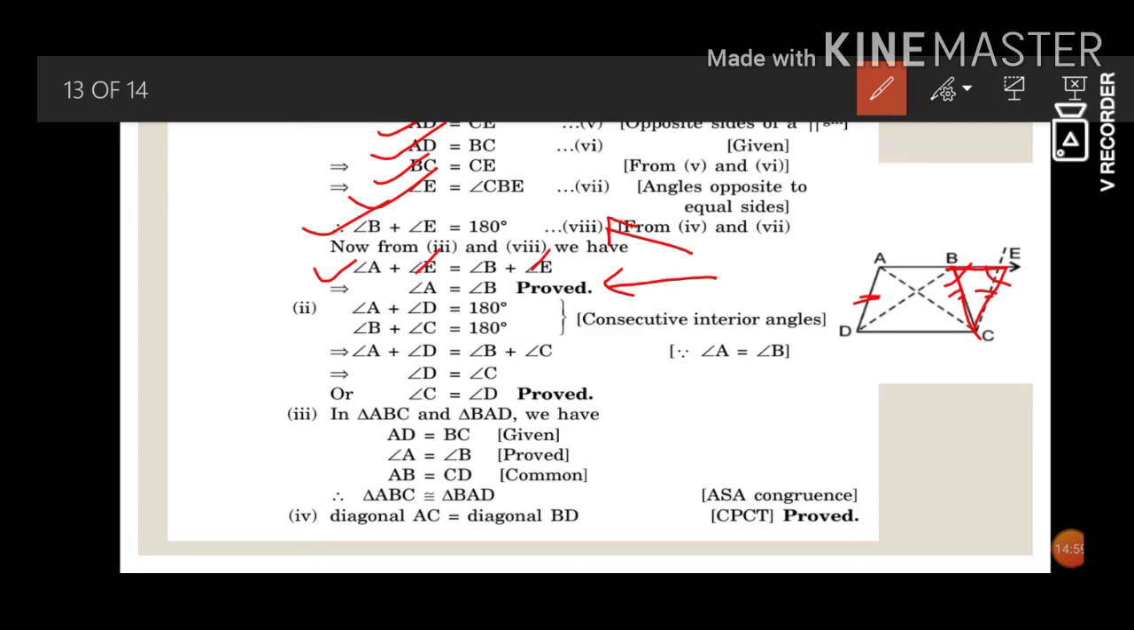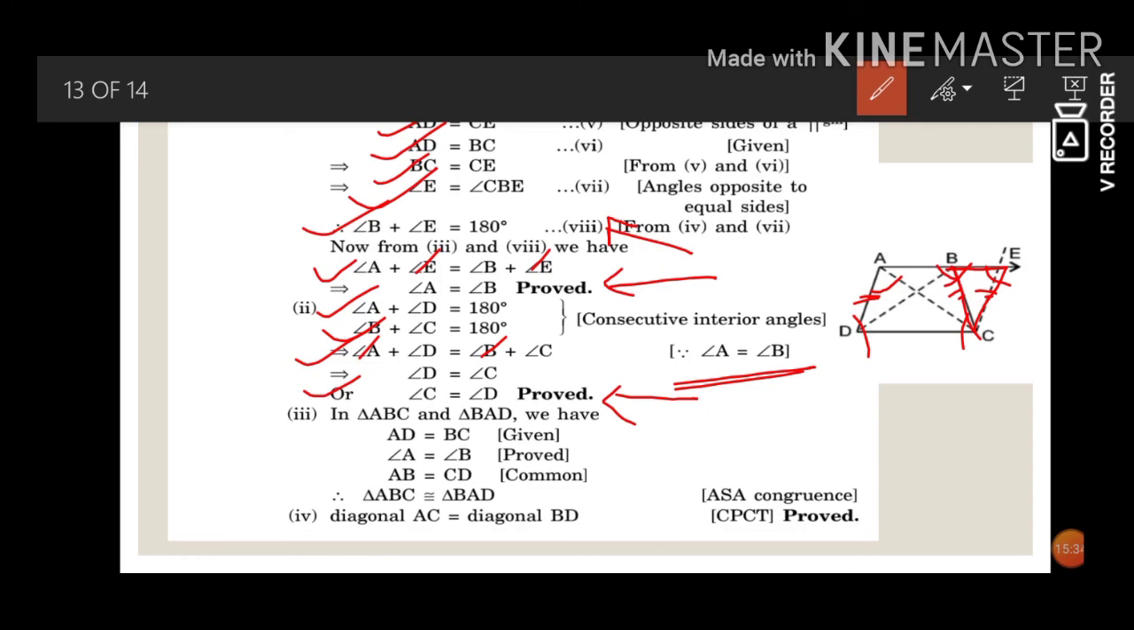Next subpart is we have to prove that angle D is equal to angle C. We know that in a parallelogram, the sum of the co-interior angles is 180 degrees. So angle A plus angle D is equal to 180, along with angle B plus angle C is equal to 180. So we can write them as angle A plus angle D is equal to angle B plus angle C. Already we have proved that angle A is equal to angle B, so they will cancel each other out. So we will get angle C is equal to angle D. So our second subpart is also proved.